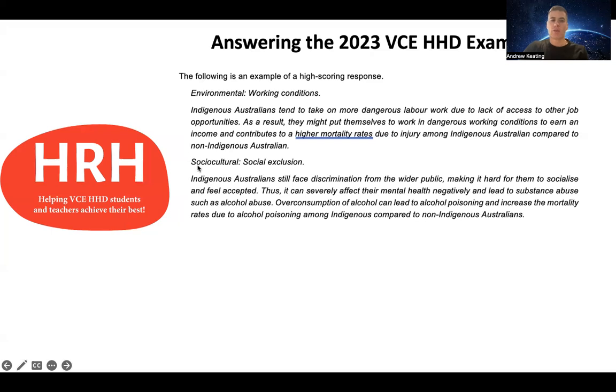And so then the same for your sociocultural factor, the structure could be the first sentence is looking at the difference in this factor. So maybe Indigenous Australians are more likely to experience social exclusion compared to non-Indigenous Australians. And then how can that impact their variation in health status? So the student here then talked about that could severely affect mental health negatively and lead to substance abuse, such as alcohol abuse, and overconsumption of alcohol could lead to alcohol poisoning and therefore increase the mortality rate due to alcohol poisoning for Indigenous compared to non-Indigenous Australians.